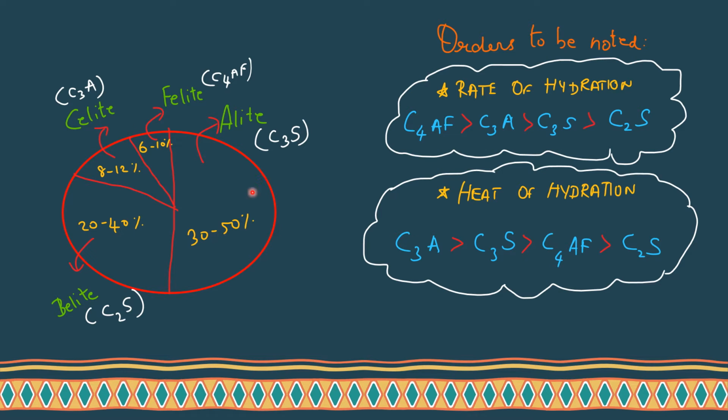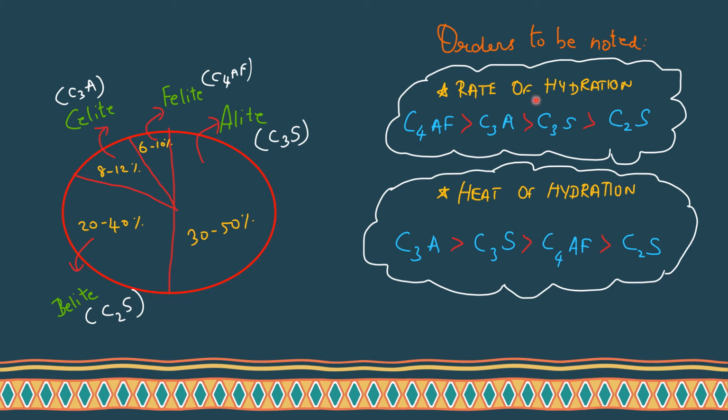The components have been shown in the form of a pie chart here, where alite, that is C3S, is about 30 to 50 percentage, belite C2S is about 20 to 40 percentage, celite C3A is about 8 to 12 percentage, and felite C4AF is about 6 to 10 percentage.